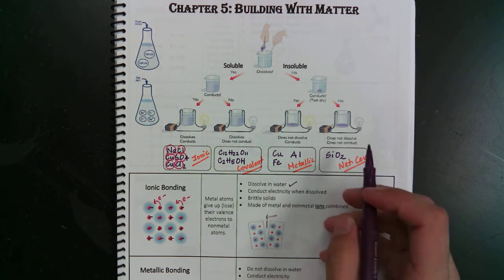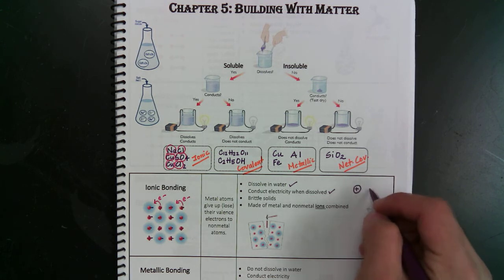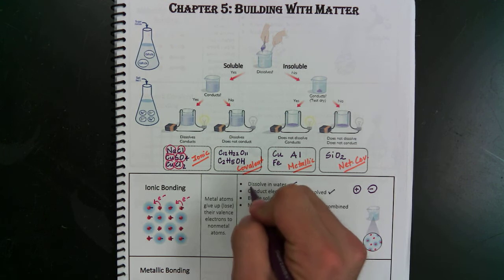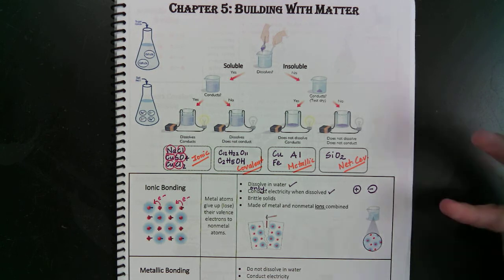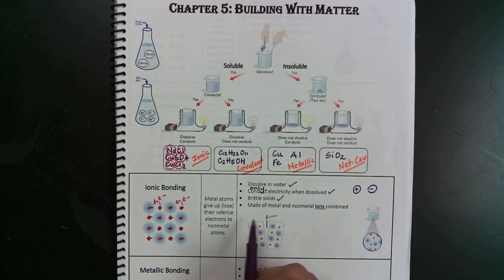They dissolve in water, and they conduct electricity when they dissolve, remember, because they have the moving ions. When an ionic compound is solid, it does not conduct electricity. It only conducts when dissolved, because the ions have to be split apart from one another. And the only way they would be split apart is if they're dissolved in water and the water molecules pull apart the positive from the negative ion. They are brittle solids, meaning they break easily, and again made of metal and nonmetal ions combined.